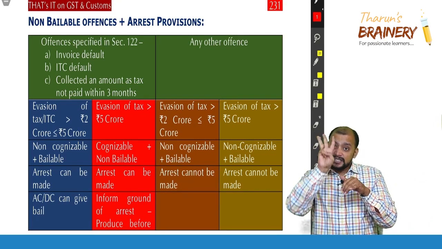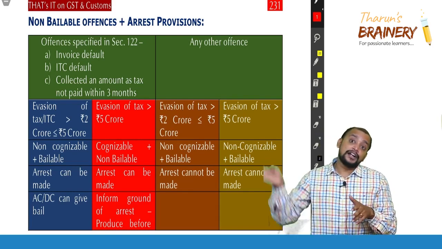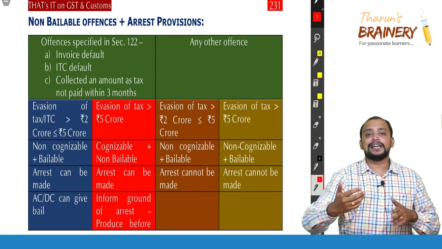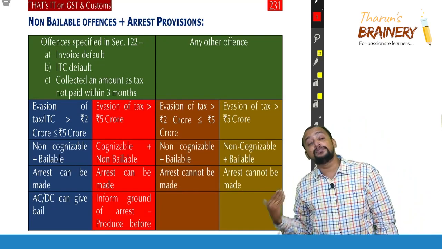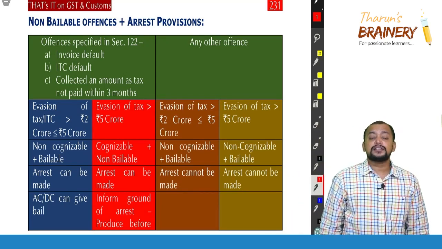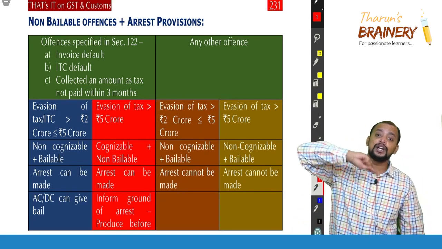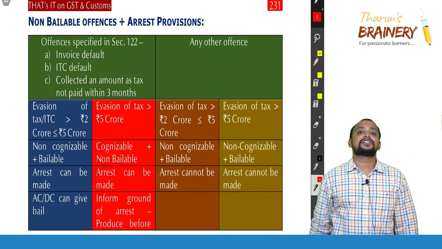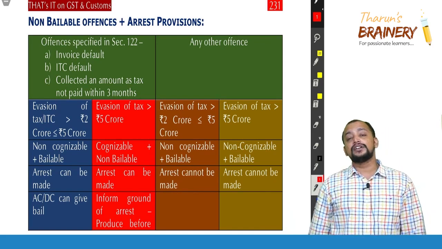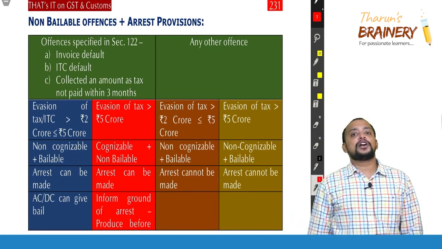Whereas these three offences greater than 5 crores, definitely arrest is there, but that is non-bailable. Non-bailable means the arresting officer cannot grant the bail. So he will be taken to the magistrate. He will be produced before the magistrate within 24 hours. That is known as cognizable and non-bailable offences.